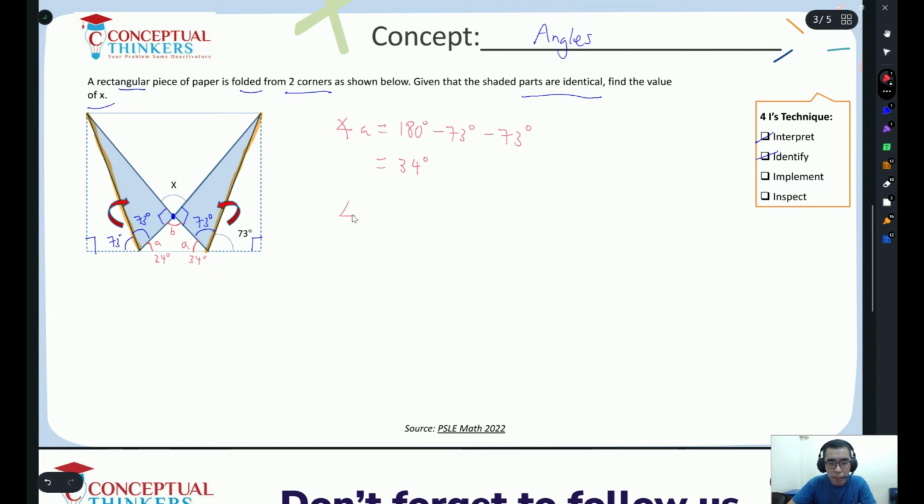So I can find my angle B, using the sum of angles in a triangle. For angle B, I can use 180 degrees minus 34 degrees minus 34 degrees. This will give me 112 degrees. So B will be 112 degrees. I'm using the sum of angles in a triangle.